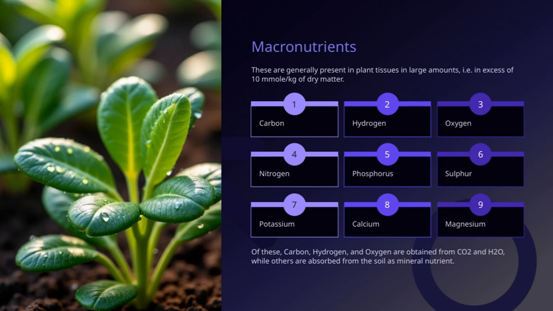These elements are present in plant tissues in large quantities, more than 10 millimoles per kilogram of dry matter. That's why we call them macronutrients. They're fundamental for plant growth and development. Understanding how plants access and utilize these nutrients is key to understanding plant health and productivity overall.